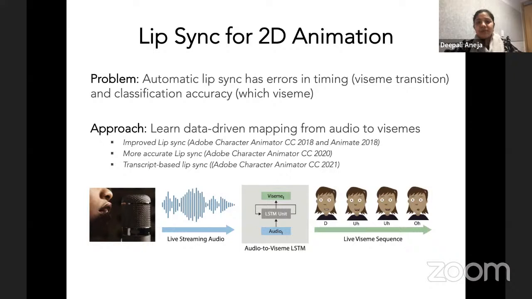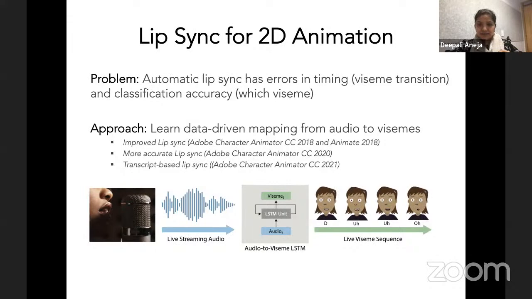So here's the problem statement. Can we automatically generate lip sync that is still usable in real time? And also, can we improve the offline case where we use the transcript to generate the lip sync results? We decided to come up with a mapping function that maps from vocal performance to visemes or mouth shapes in real time. In particular, we wanted to not only be accurate, but also as low latency as possible, so you can actually use them in live settings.